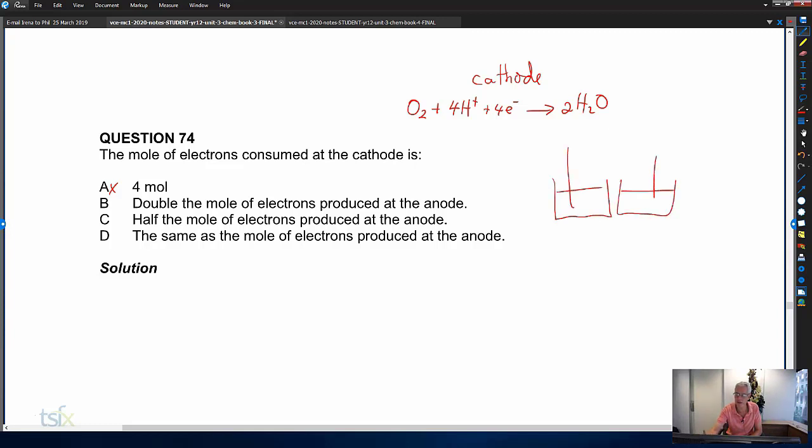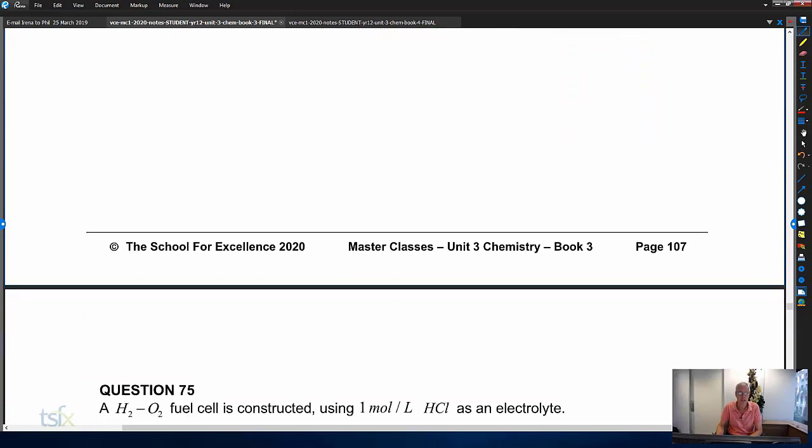Let's put it back in the normal situation. For every electron that comes out of there, there must be 1 electron going in there. So for every mole of electrons that comes out of the anode, there must be 1 mole of electrons going in at the cathode. So double the mole of electrons produced at the anode does not make sense. Half the mole of electrons produced at the anode does not make sense. Same as the mole of electrons. Yep, that's the one we want. Answer D.